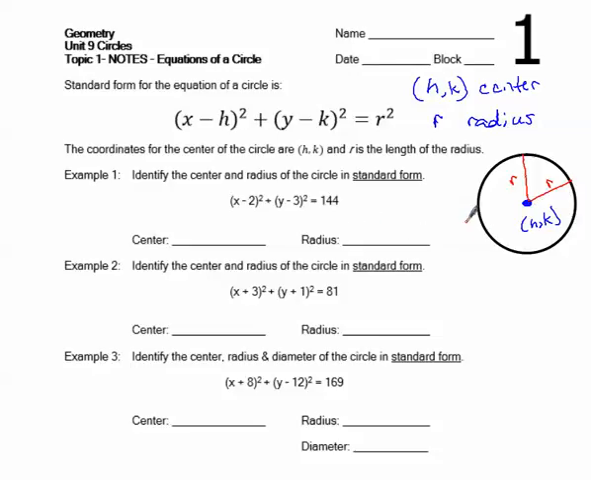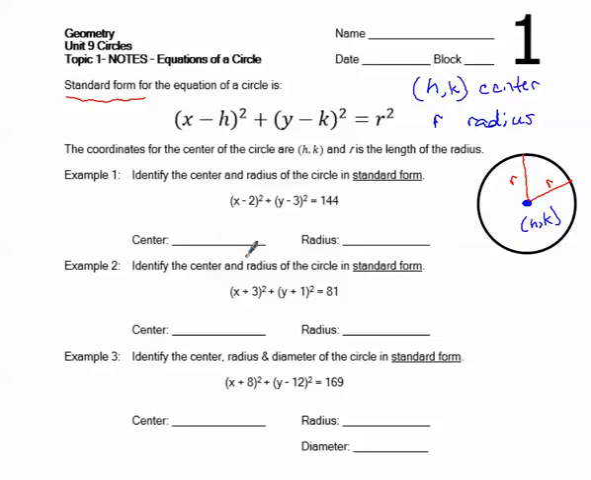Okay, so identify the center and radius of the circle in standard form. This is standard form right here. And once again, h, k, and r need to actually be numbers when we have our equation written out. So you'll see it here. The x and y are the variables, everything else is a number.